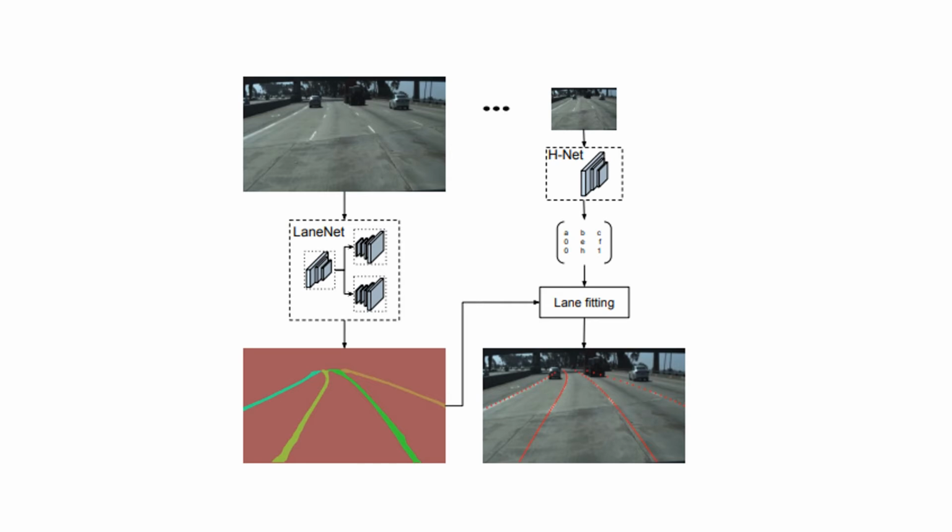In the paper, they use another neural network called HNet, which basically predicts a homography matrix to transform the original image into its perspective transform, and this is better than a fixed perspective transform or bird's eye view conversion, because it accounts for the changes in the plane of the road.